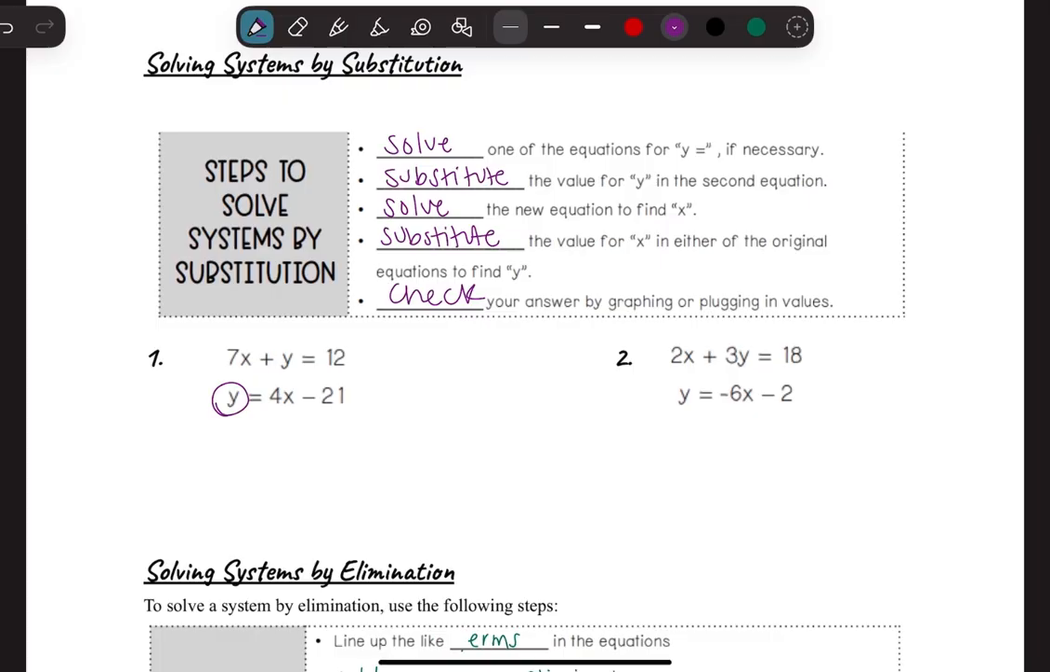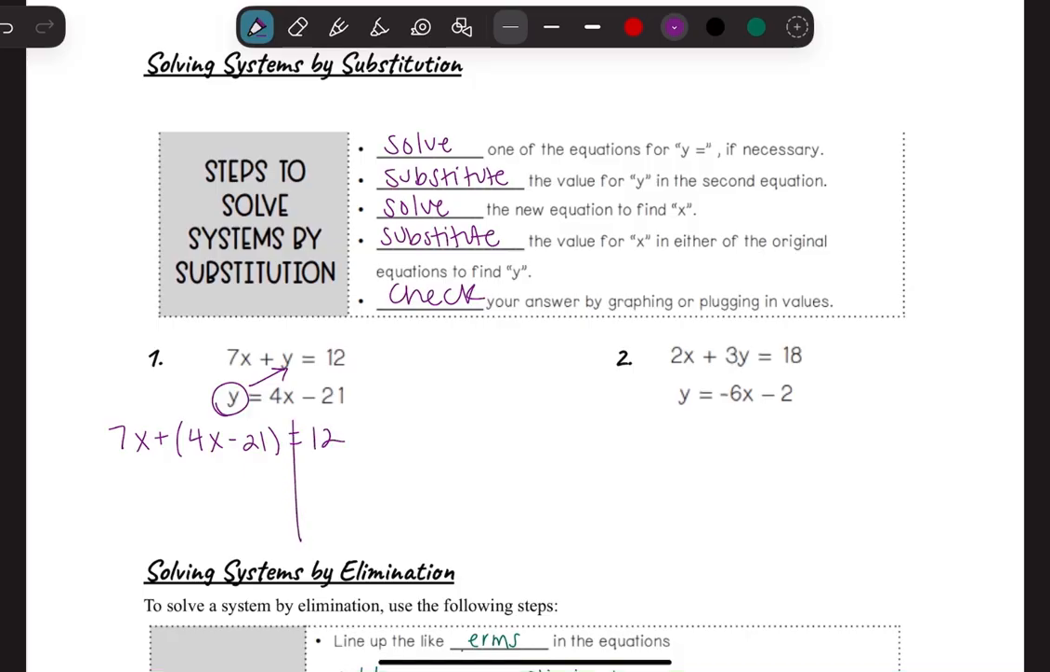Let's circle it. We're going to use this y value, which is just 4x minus 21, and we're going to plug it in to the top equation and try to solve for x. So we're using what they gave us for y equals. We're going to plug it in for y, and now we're going to try to solve for x. So our equation is 7x plus y, but instead of y, we're going to put 4x minus 21. And then we put the rest of the top equation, equals 12.